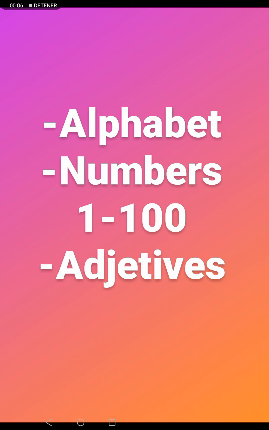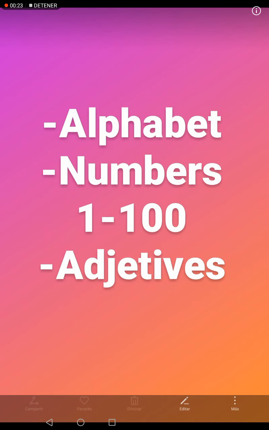In this first lesson, we're going to check the alphabet, the numbers from 1 to 100, and finally the adjectives. So please pay attention and stop the video if you want to check the information again, or you need time to think about it.